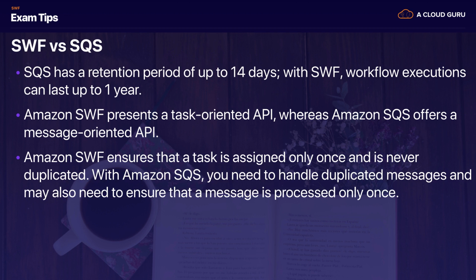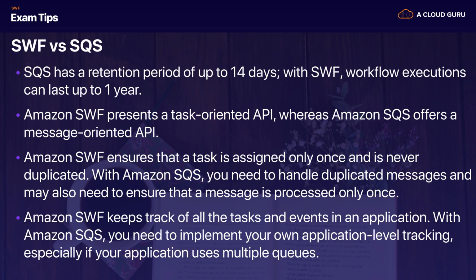SWF ensures that a task is assigned only once and is never duplicated. With SQS, you need to be able to handle duplicated messages, certainly if you're just using default SQS queues, ignoring FIFO for now. You may also need to ensure that a message is processed only once. And SWF keeps track of all the tasks and events in an application. With SQS, you need to implement your own application-level tracking, especially if your applications use multiple queues. So that's the main difference between SWF and SQS.